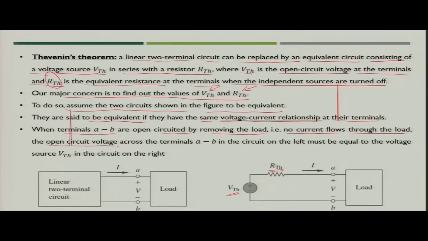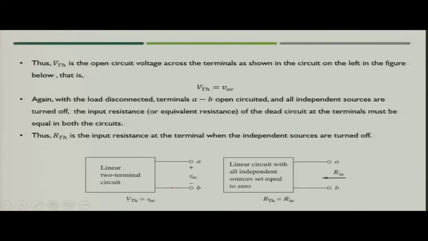Now, this open circuit voltage across the terminal AB in the circuit on the left must be equal to voltage source VTH in the circuit on the right. That means that if you remove the load from here, there would be some voltage across terminal AB, and if you remove the load from here, there will be the same voltage coming across AB. So, using this equivalency, you can identify the voltage VTH.